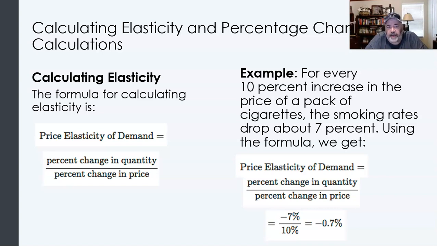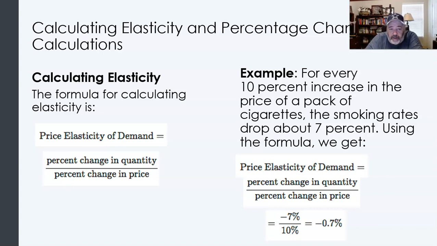Okay. So in this case, for every 10% increase in the price of a pack, you can do it here because you're dealing with nothing but percentages. But you could also convert this to a decimal and say 0.07 divided by 0.1 and get the exact same calculation. Not a problem, right? But since they're all percentages, you don't have to worry about that as much, right? So for every 10% increase in the price of a pack of cigarettes, the smoking rate drops about 7%.